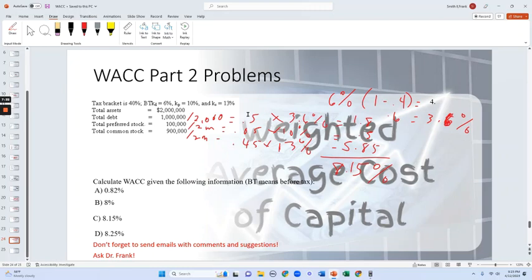So now we have our weightings for our debt, preferred, and equity, and we have to match them up with our costs. So we knew when we did this calculation, the 6% up here times 1 minus the 40% tax rate, we found that our cost of debt was 3.6%. So we take 50% times that 3.6, and it gives a component value of 1.8. And then the 5% times 10% gives us 0.5%. And finally, the 45% that was in equity times the 13% gives us a component cost of 5.85. When we add them all together, we come up with an 8.15% WACC, which is answer C.